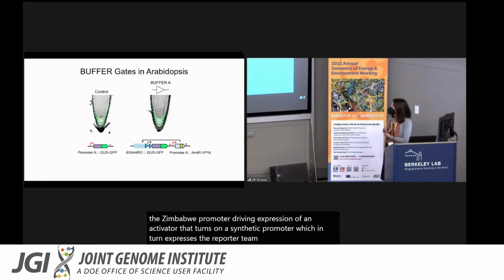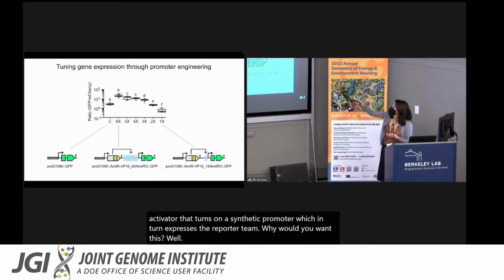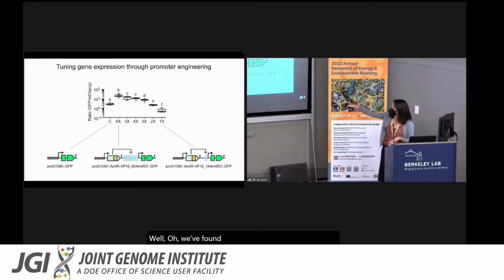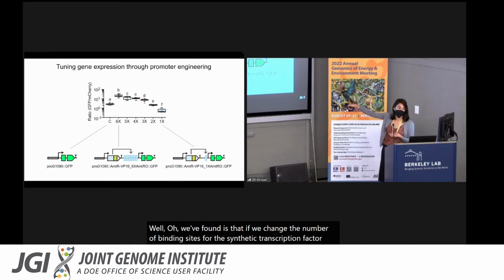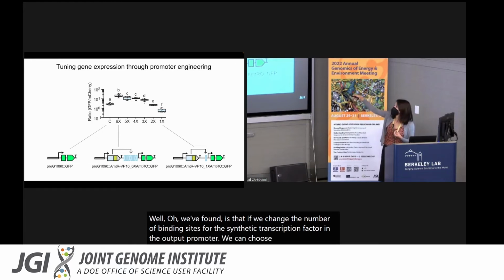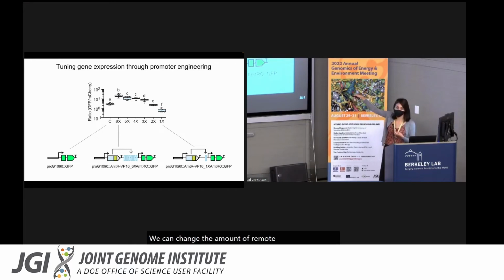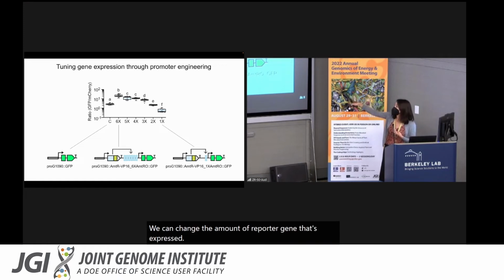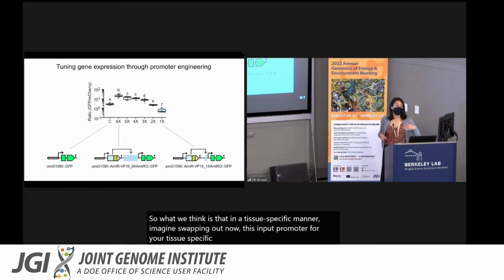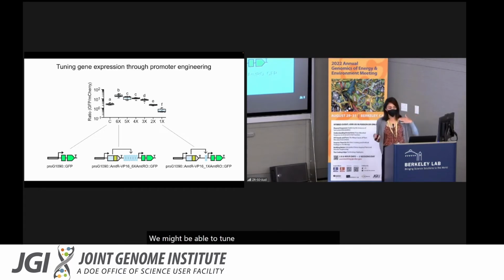Now, why would you want this? Well, what we've found is that if we change the number of binding sites for the synthetic transcription factor in the output promoter, we can change the amount of reporter gene that's expressed. So what we think is that in a tissue-specific manner, imagine swapping out this input promoter for your tissue-specific promoter, we might be able to tune gene expression.